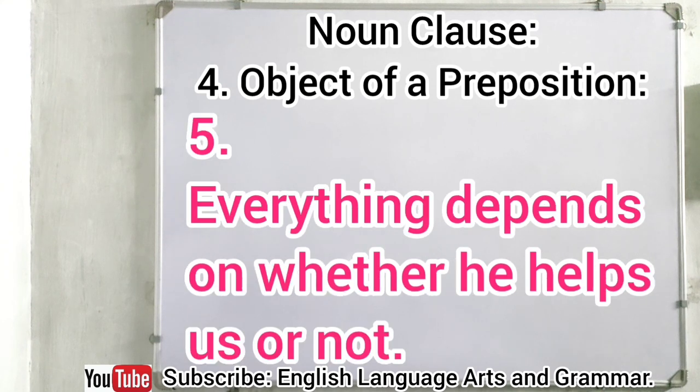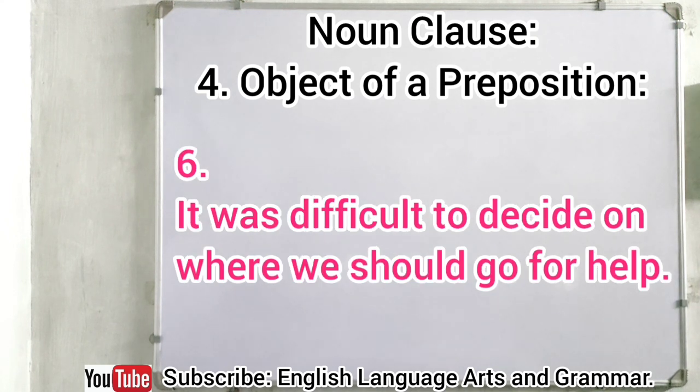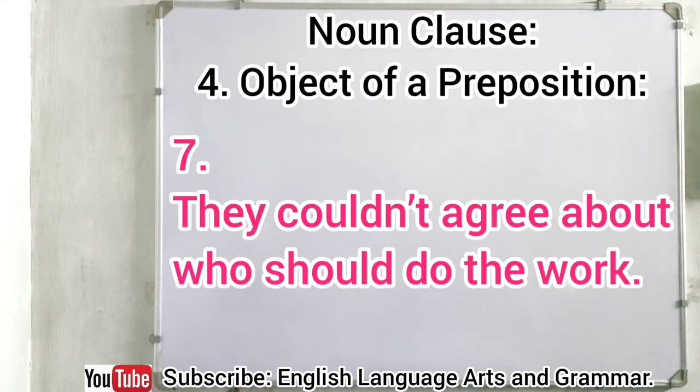Example 5. Everything depends on whether he helps us or not. Example 6. It was difficult to decide on where we should go for help. Example 7. They couldn't agree about who should do the work.